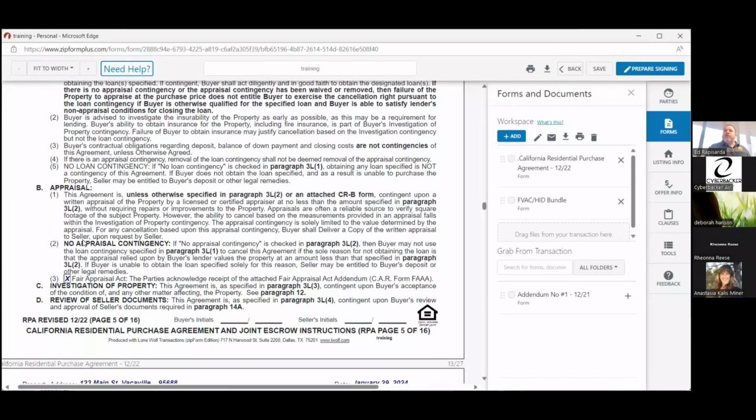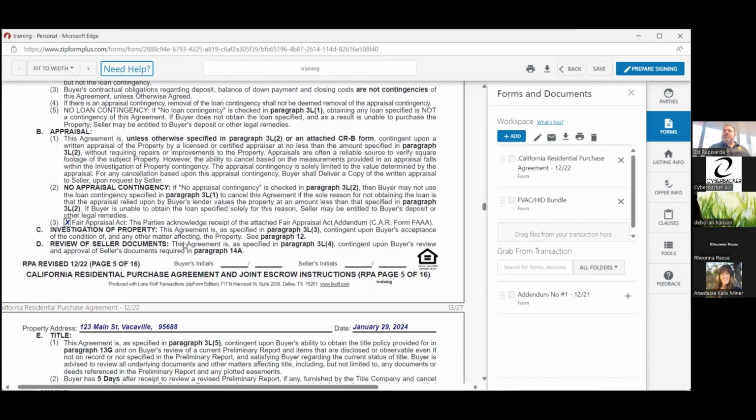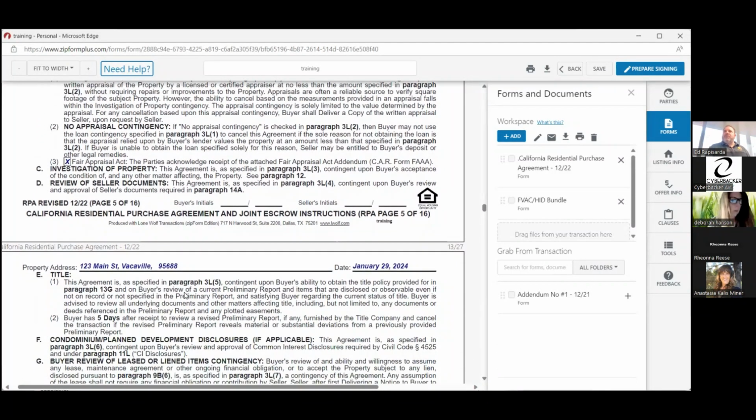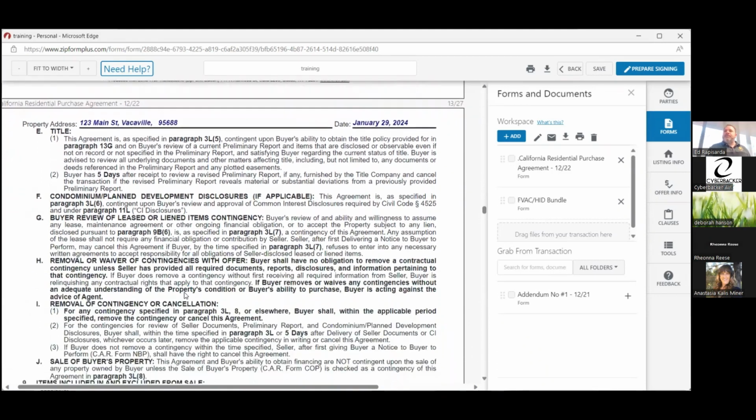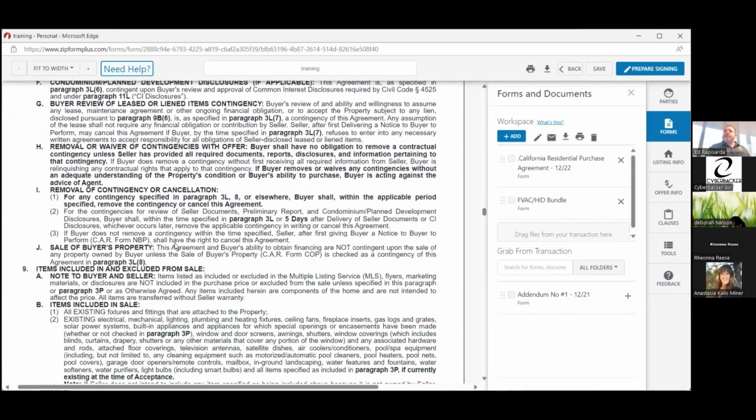This talks about all of our different contingencies: investigation of property, review of the seller documents, the effects of removal or waiver of contingencies with the offer. Do we, as the broker or agent, ever recommend that our clients remove all contingencies? No. The answer is never. I agree. Is there a time where it may make sense for our client to remove contingencies? Yes.